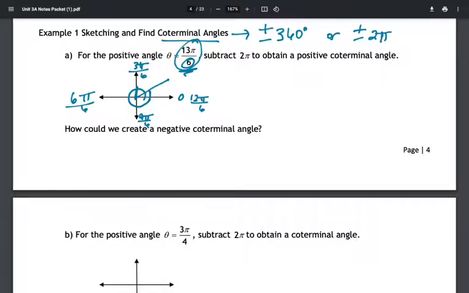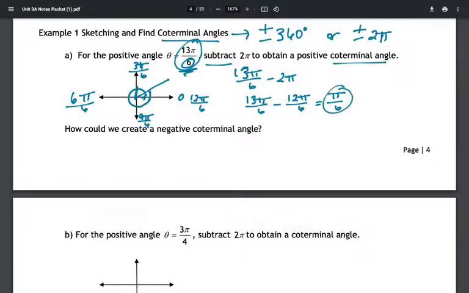So this would be a coterminal angle with pi over 6. And the way we would see that is you can take that 13 pi over 6 and subtract 2 pi from it. So that would be 13 pi over 6. You're going to subtract 2 pi, but you need a common denominator to do that. So it'll be 12 pi over 6. And then when you subtract those two, you get pi over 6. So pi over 6 is a coterminal angle with 13 pi over 6.